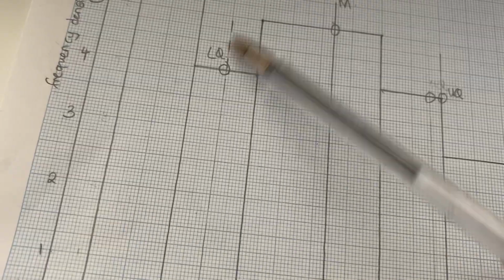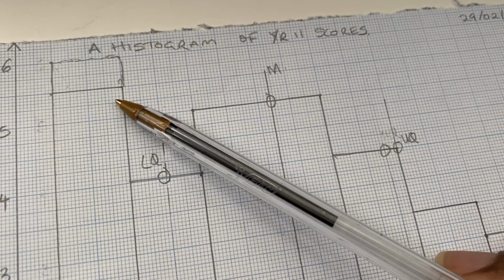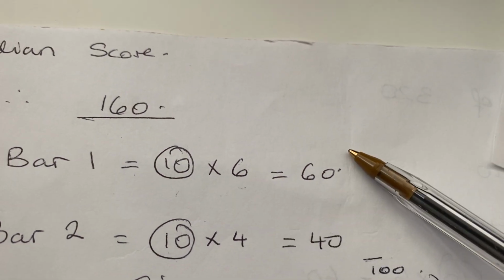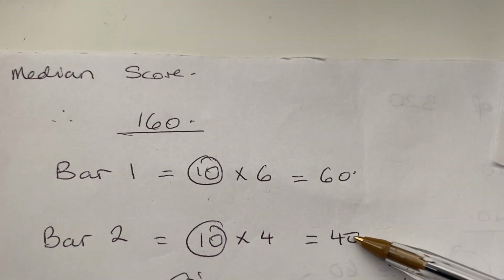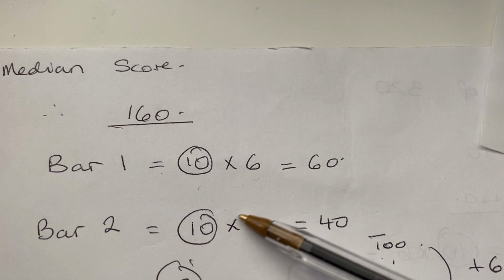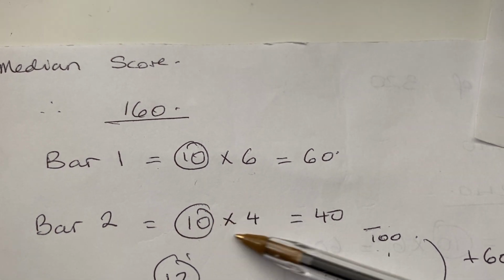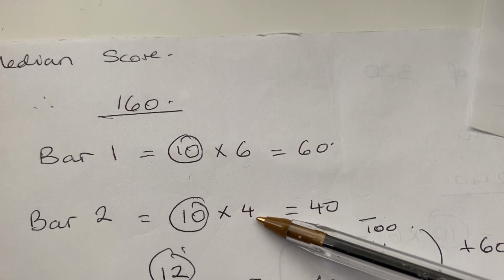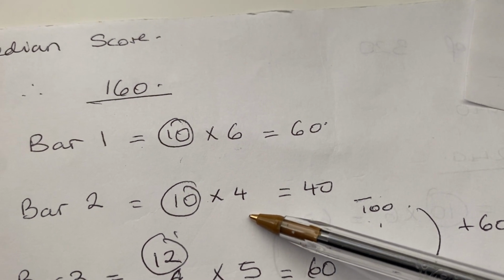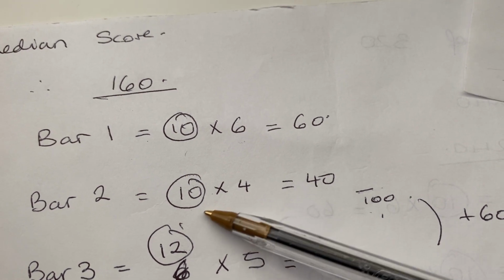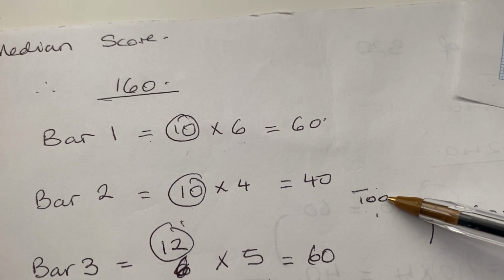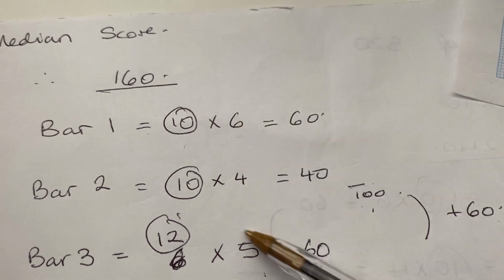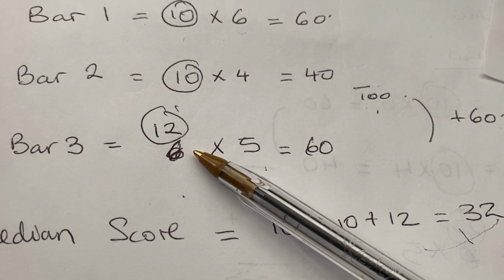So 10 times 6 is 60. So my first bar is 60, but my median score is half of 320. So I'll go to the second bar. Another 10 class width times frequency density of 4. So 10 times 4 is 40. So 60 add 40 is 100. So I need 60 more. So I'll go to the third bar.